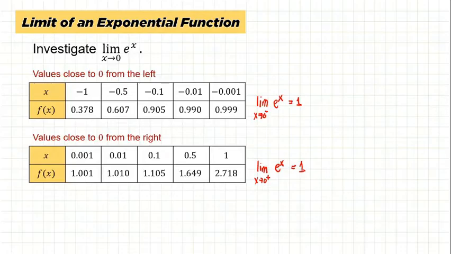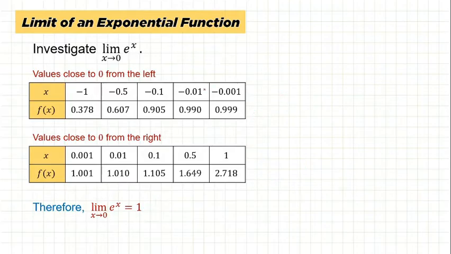Since the left-hand limit and the right-hand limit both exist and are both equal to 1, we can say that the limit of e to the x as x approaches 0 is equal to 1. And notice that if we evaluate the function e to the x at x equal to 0, we still get 1. This is just equal to e to the 0.